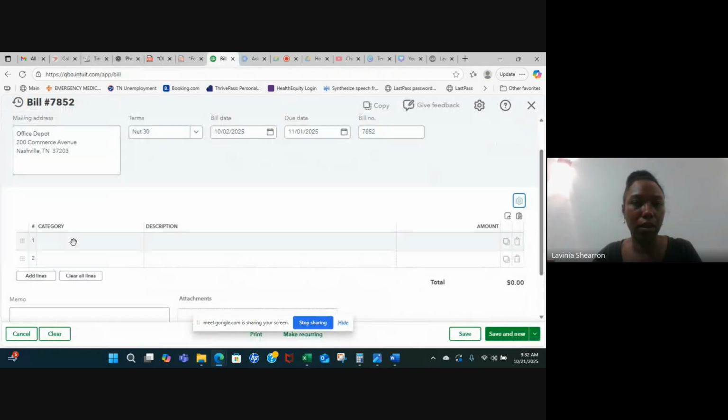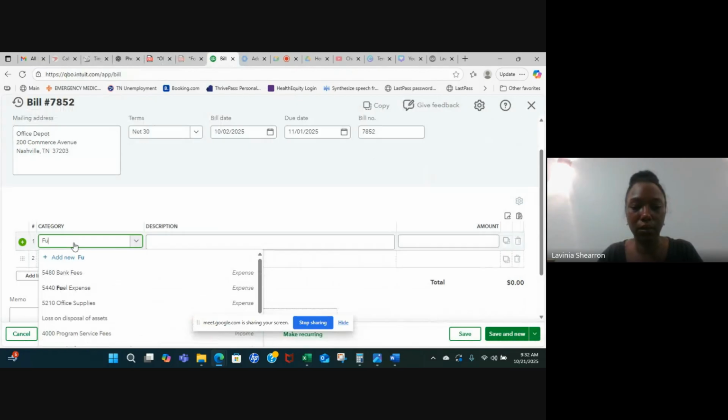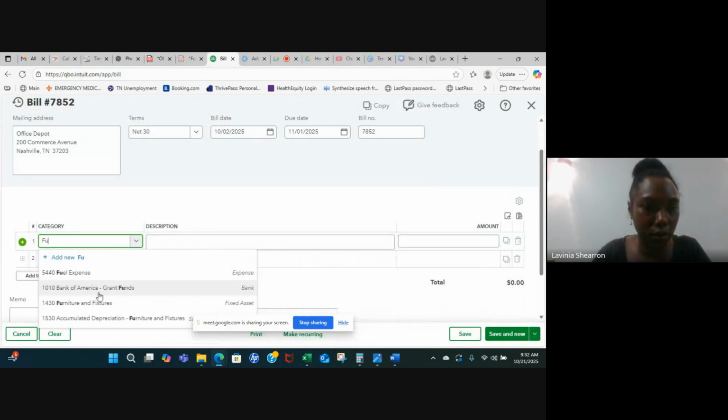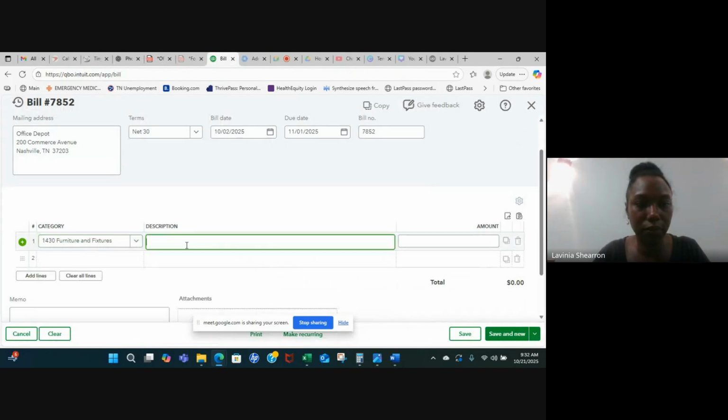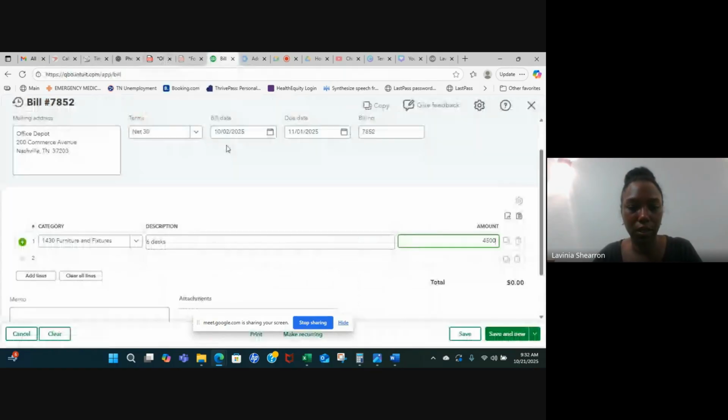All right, and then we said that the first category is going to be an asset, which is furniture. Then we're going to write a note that it is 6 desks. And they total, I believe, 4,500. Yes, 4,500.